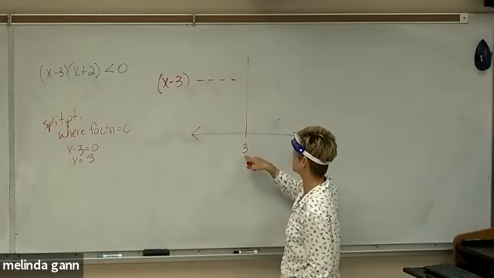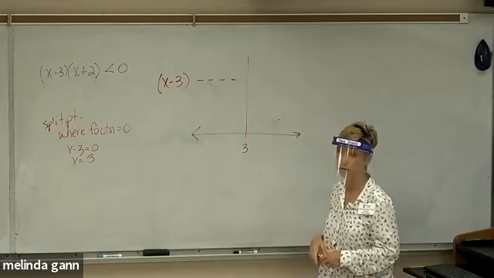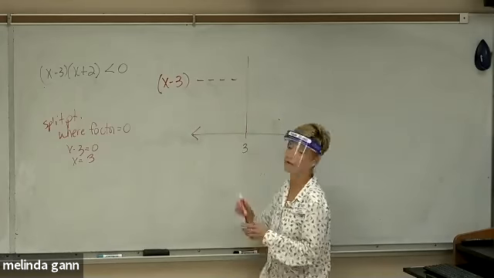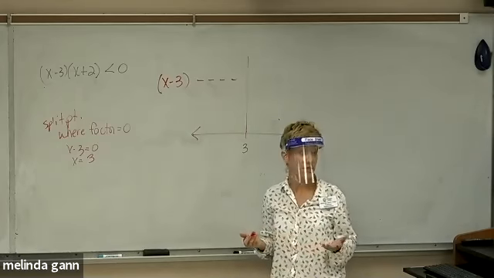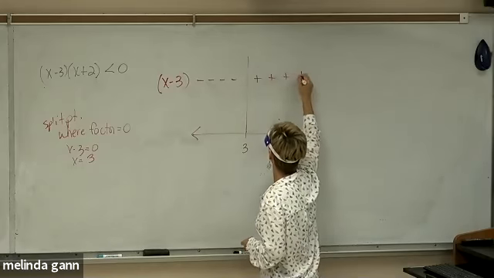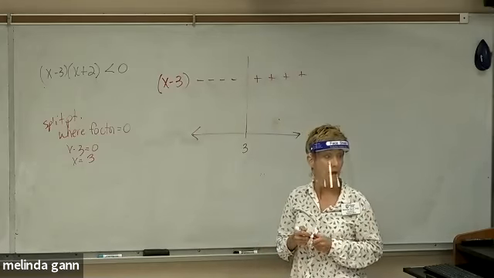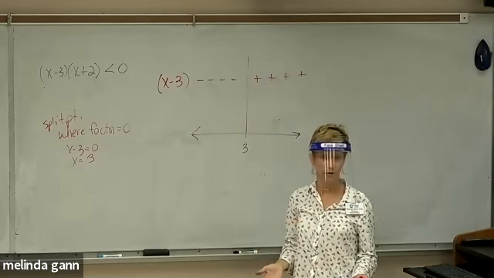Okay? Give me a number bigger than your split point. Give me a number bigger than 3. 5. What's 5 minus 3? It's positive, right? It's a 2. That's as hard as it gets. I just do that for every factor.